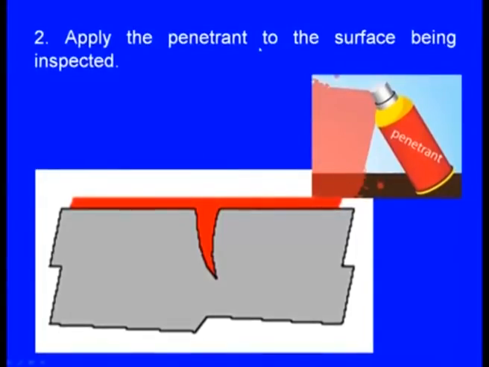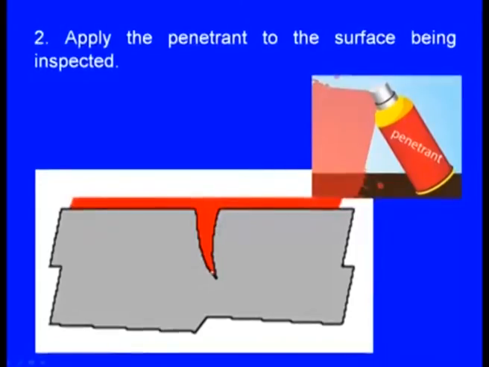Now, what we have done is we are applying this penetrant on the surface of the cast component. So, the penetrant will be flowing all over the surface of the cast component. Now, there is a crack. Into this crack also this penetrant is going inside, meaning it is penetrating through the leaks or the cracks.